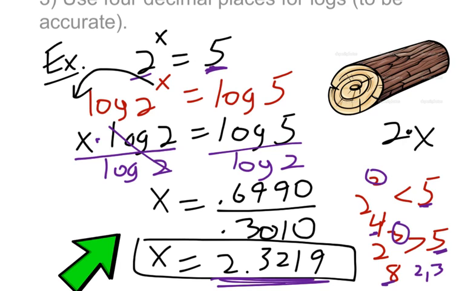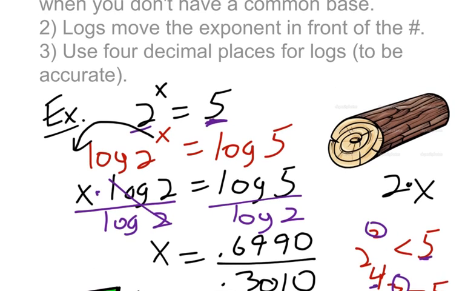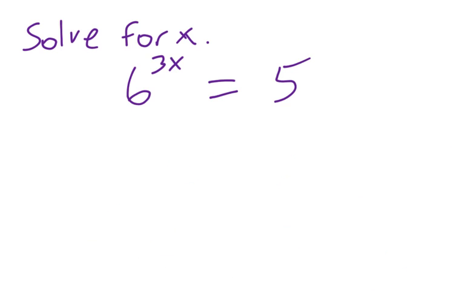All right. Let's try one a little more complicated now. All right, solve for x. 6 to the 3x equals 5. We can't find a common base. Neither of these are perfect squares or perfect cubes, so we can't break them down anymore.